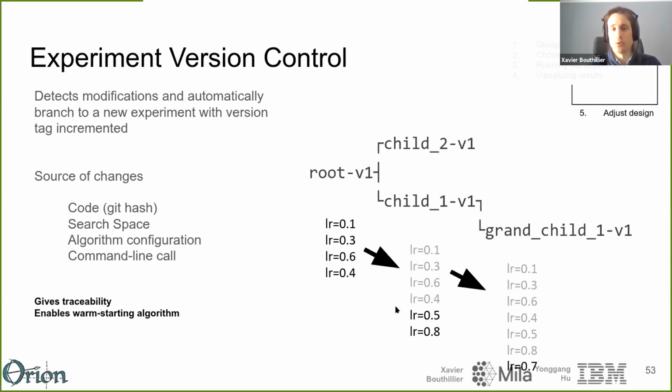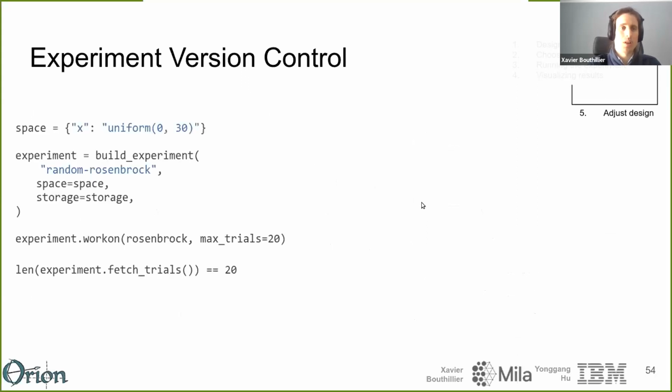And so this is good for 2 reasons. First one is that we have this warm starting mechanism that makes it more efficient. Instead of starting from scratch because you made a modification, you can reuse the prior information. And also it gives you traceability. So you know that these trials were run with this specific configuration, while these ones were run with the previous configuration. And also you can branch different trials. So you can try running random search for 50 trials, and then you can try different algorithms based on the same warm starting to see how they behave differently. So that's for the experiment version control, how it works.